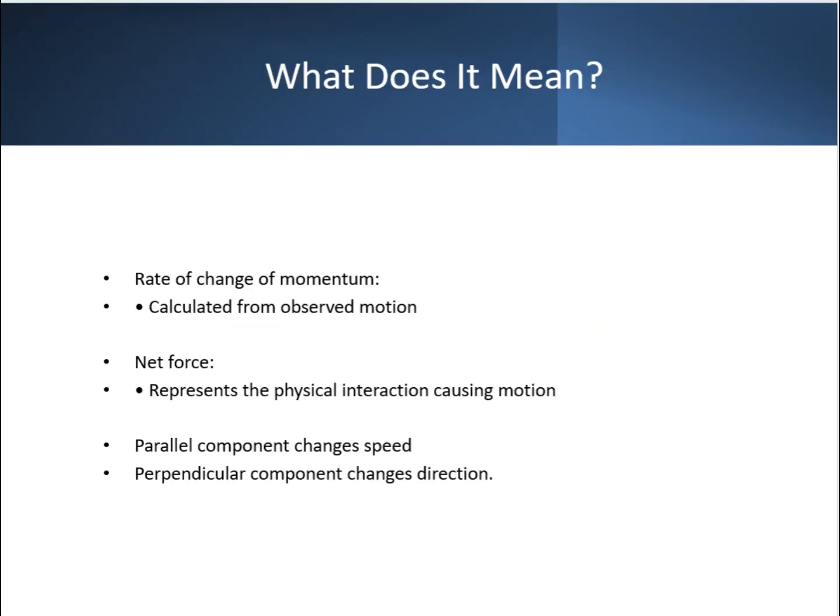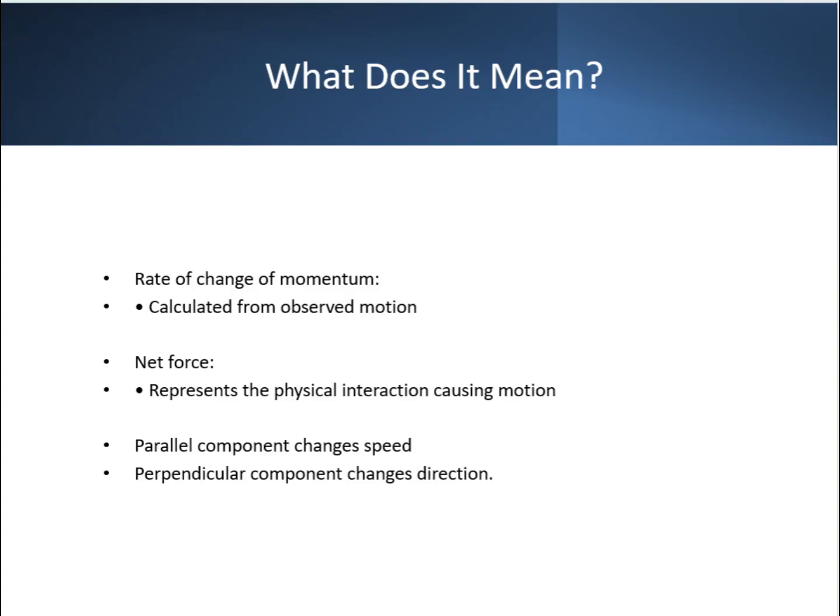What does this mean? Net force versus the rate of change of momentum. Although Newton's second law tells us that the net force equals the rate of change of momentum, these concepts represent different physical ideas. The rate of change of momentum describes how the motion of an object changes over time, being determined directly from measurements of position and velocity. The net force, on the other hand, represents the physical interaction causing those changes in motion, such as gravitational attraction. In the simulation, the rate of change of momentum was calculated from the observed motion of the star, while the net force was interpreted as the gravitational force from the black hole.